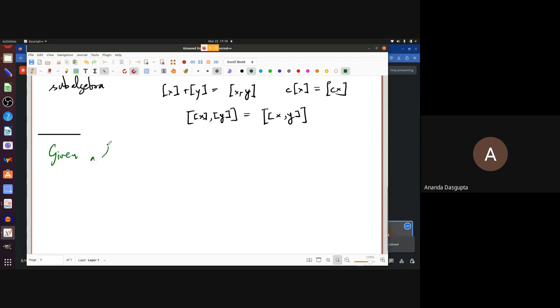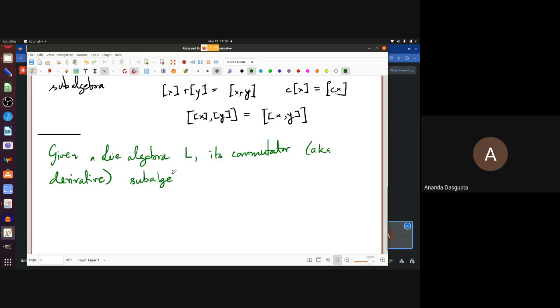Any Lie algebra L, its commutator subalgebra, also known as the derivative subalgebra, is L1, which is defined to be the bracket between L and L, which means take all possible commutator brackets of L and then take their possible linear combinations.